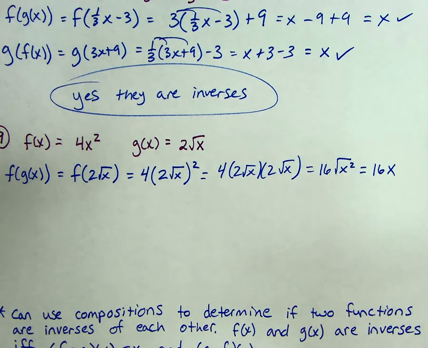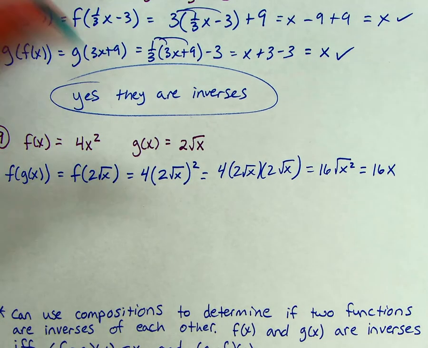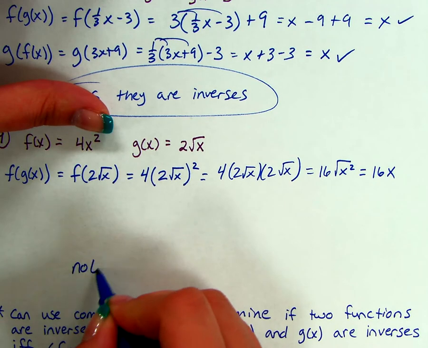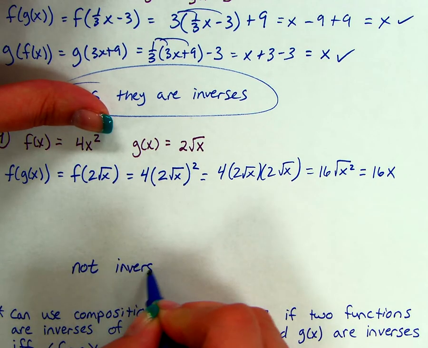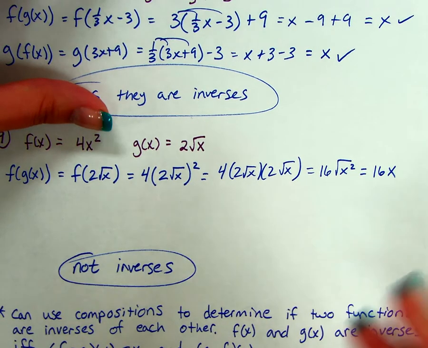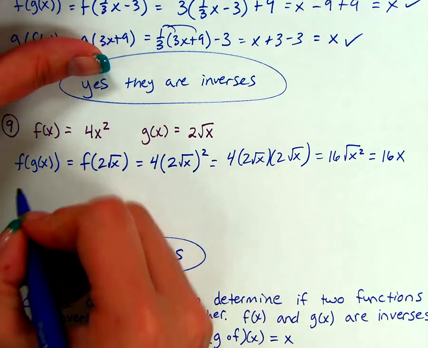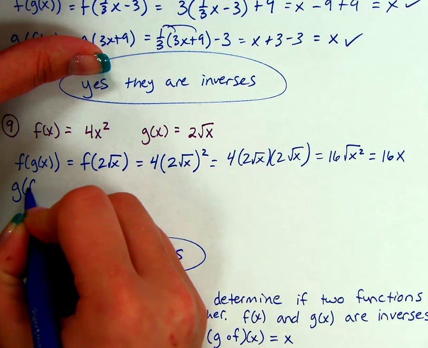Okay. So really at this point, we can stop because we didn't get x here. So they're not inverses of each other. But I am going to also do it the other way just so you can see what that would look like. So now if we go back and do g of f of x.